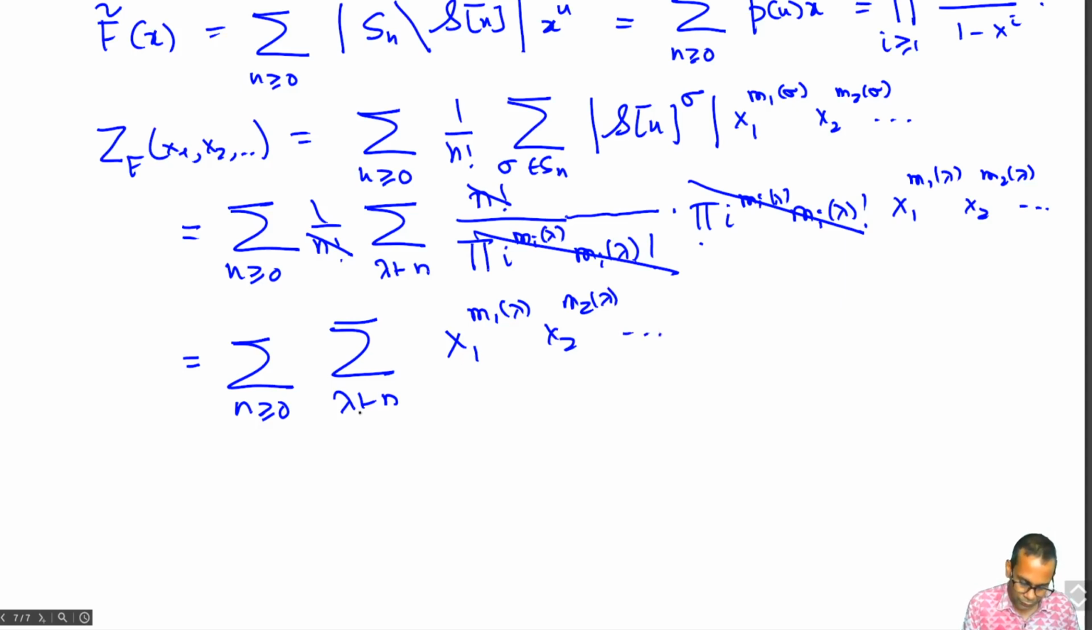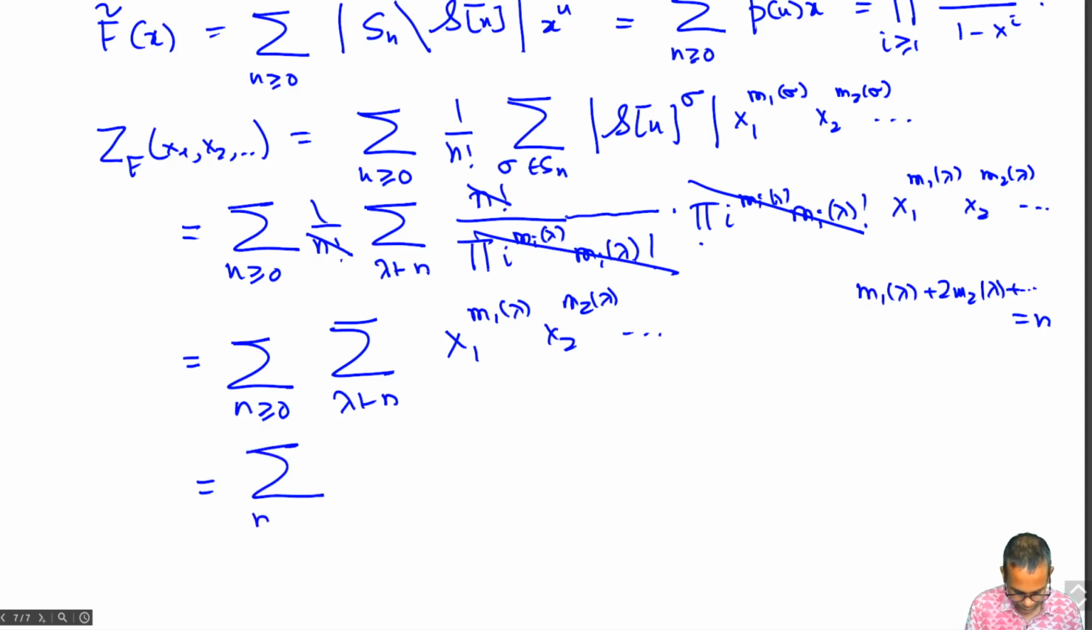Now, if lambda is a partition of n, that corresponds to saying that m1 lambda plus 2 m2 lambda plus dot dot dot is equal to n. And so we are summing over all n, the m1 lambda, m2 lambda satisfying this constraint. But this is just the same as forgetting about what n is and just summing over all possible non-negative values of m1, m2 and so on.